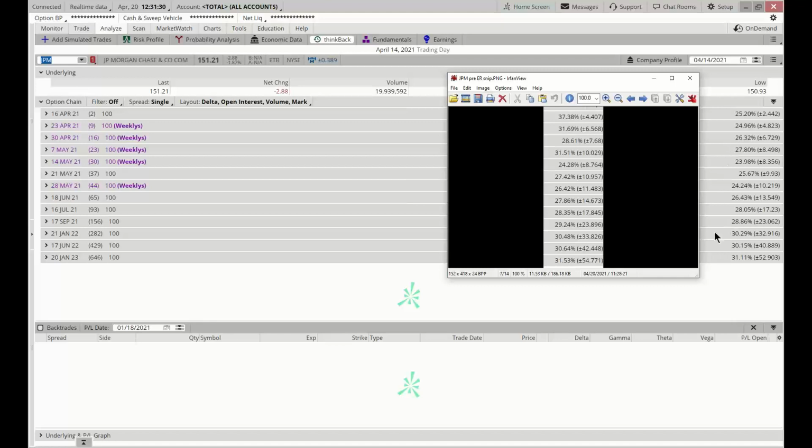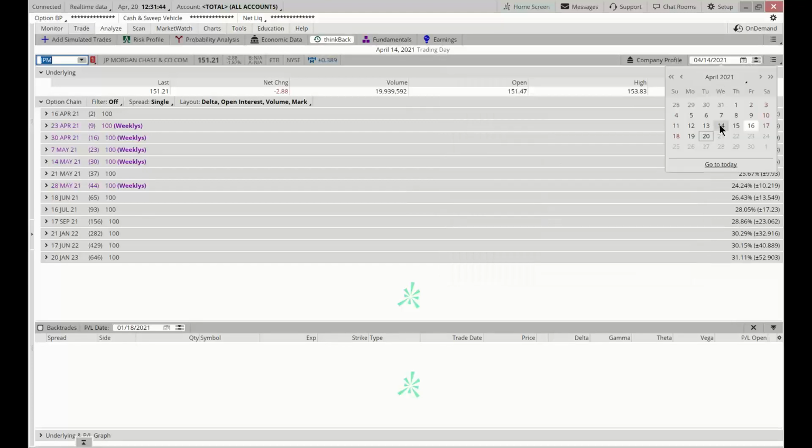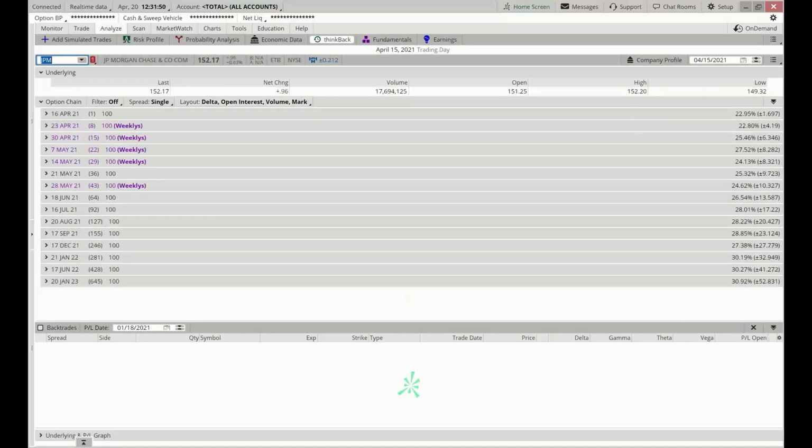The max it's going to crush to is at least to 30 and probably more. All right, let's go the next day. We're looking at 4/14, which was Wednesday. Let's go to 4/15, which is Thursday. More crush. Okay, more implied volatility crush happening there.